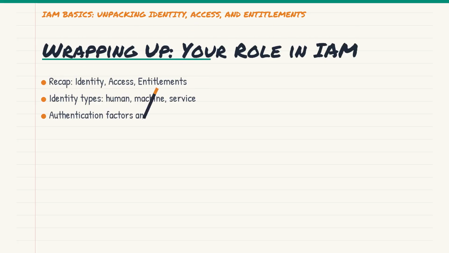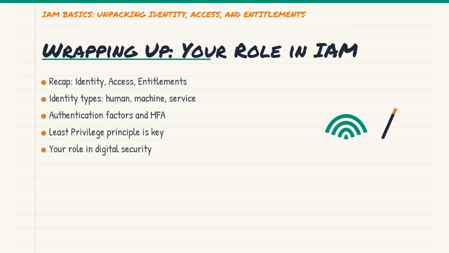So, we've covered a lot today. We talked about what a digital identity is, from humans to machines and service accounts. We explored how systems recognize identities through something you know, have, or are, and how MFA supercharges that. We defined access as granted permissions and entitlements as bundles of those rights, all guided by the principle of least privilege. And we walked through a real-world breach to see why all of this matters so much. Understanding these core concepts is your first step to becoming a security champion, whether you're in IT or just an everyday digital citizen. Keep learning, stay curious, and always think about identity.